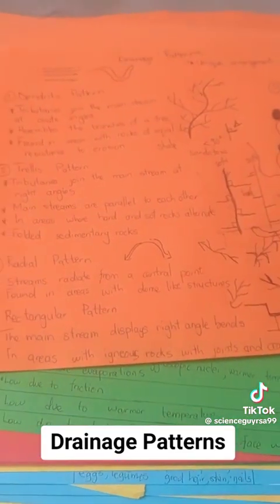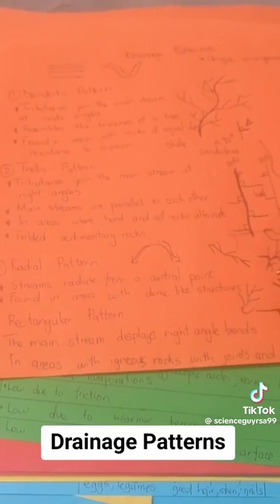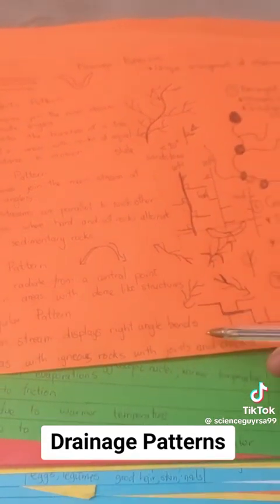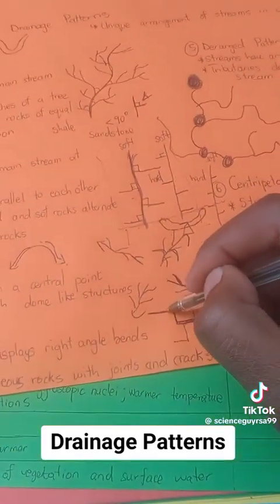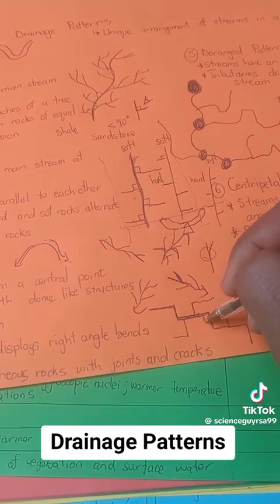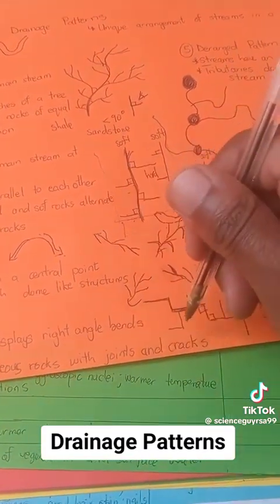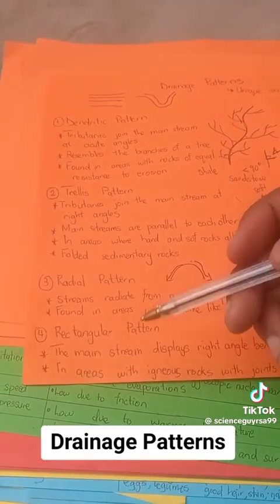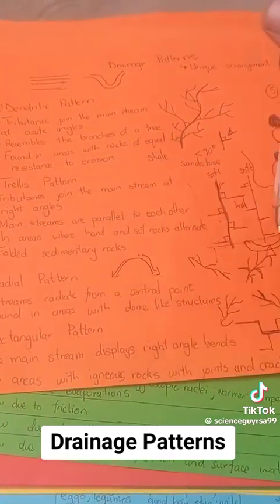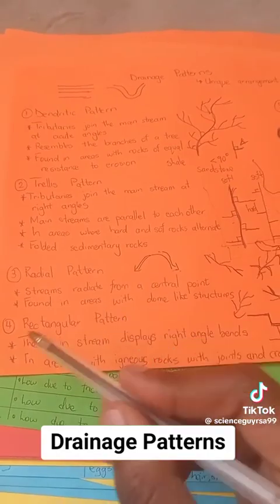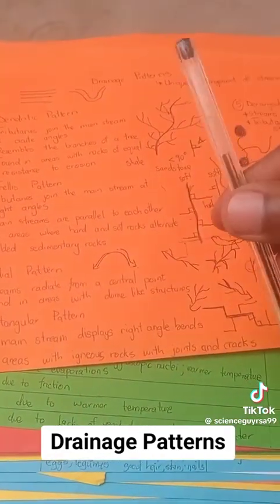The rectangular pattern, it's the fourth one. The mainstream displays right angle bends. So we mean that the mainstream itself bends, it has these 90-degree bends. You cannot confuse these two, because the trellis pattern is straight, whereas the rectangular pattern has bends.